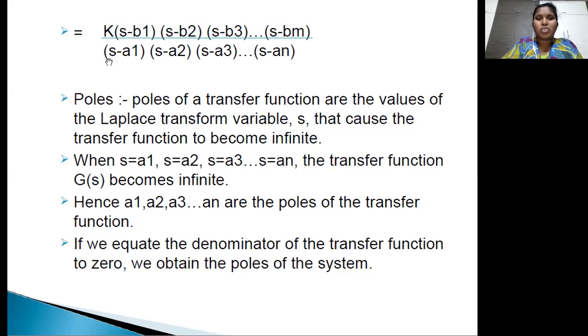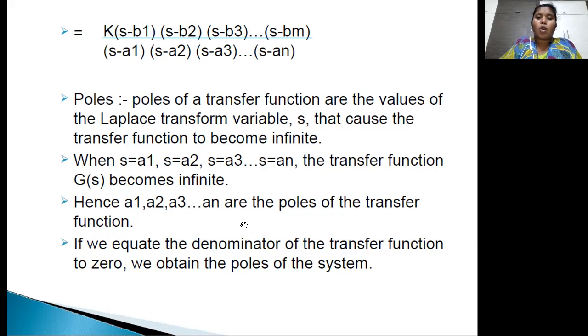Why? Because if you substitute S equal to A1, this total denominator becomes 0. So if in a division the denominator becomes 0, what will happen to the ratio? The ratio will become infinity, right? So if this ratio is infinity, what does it mean? The transfer function value is infinity. So if the transfer function value is infinity, those values can be treated as the poles of the particular equation. That means poles of the given control system, or else we can say poles of the transfer function or poles of the gain system, that is G of S.